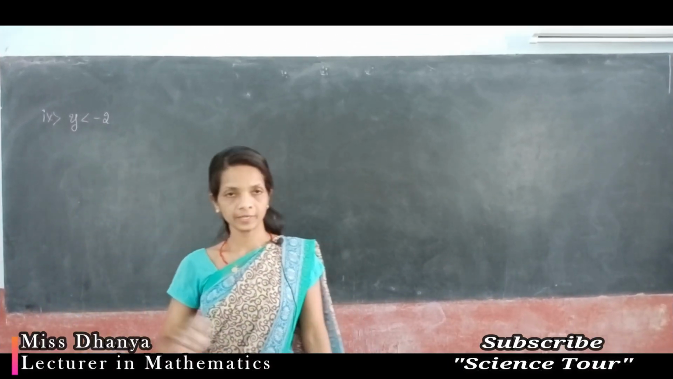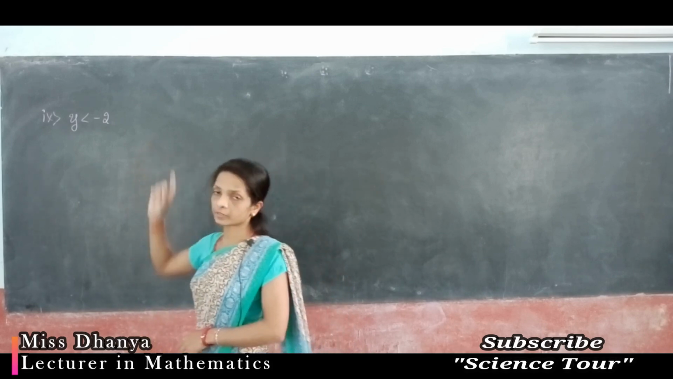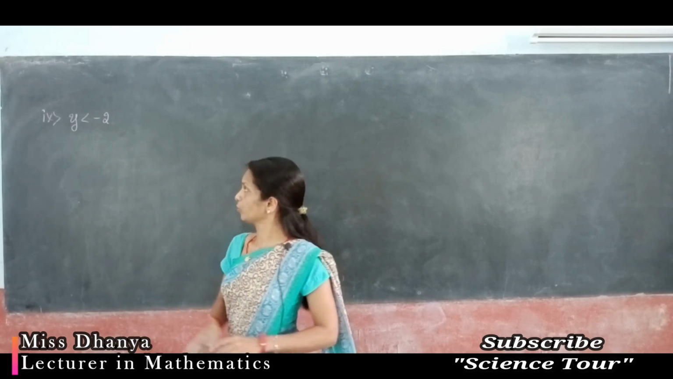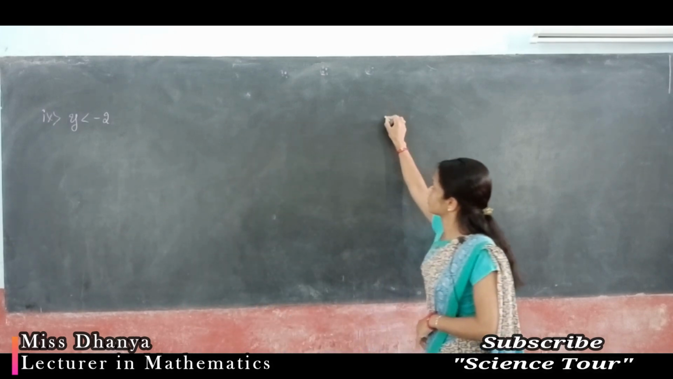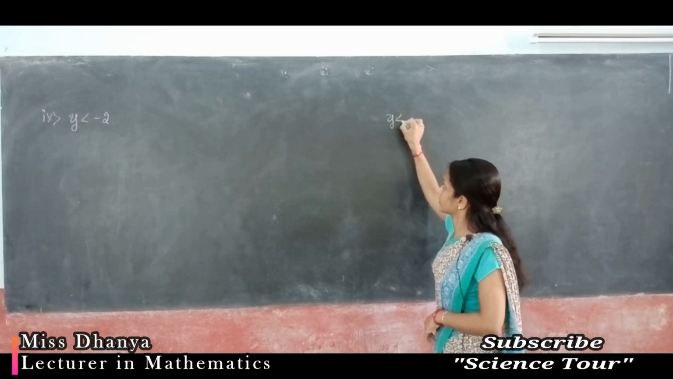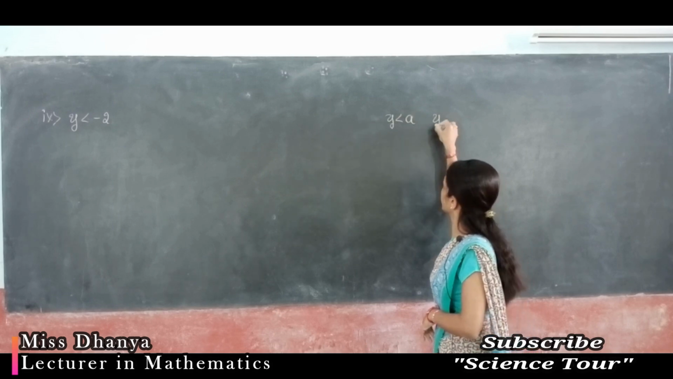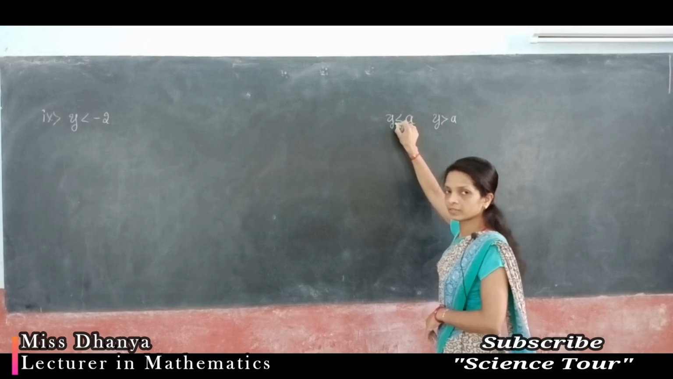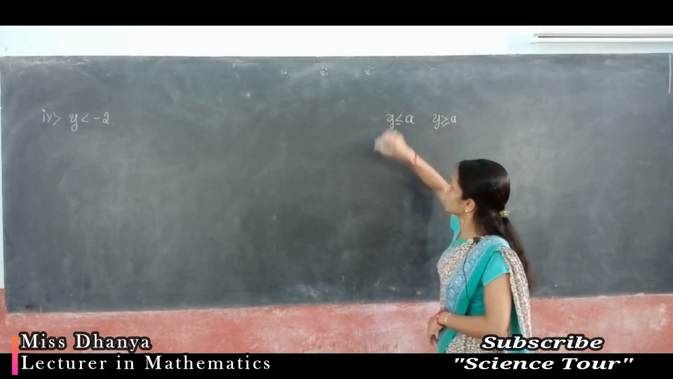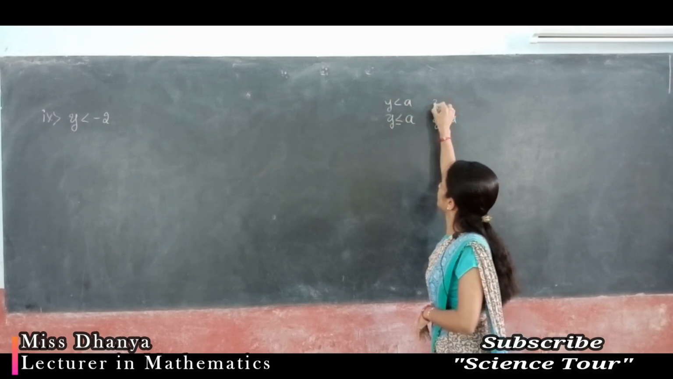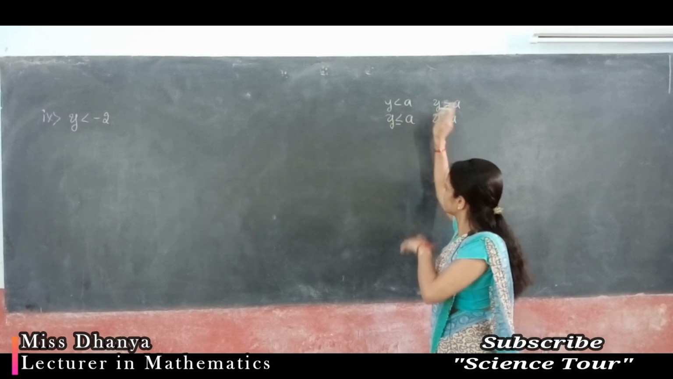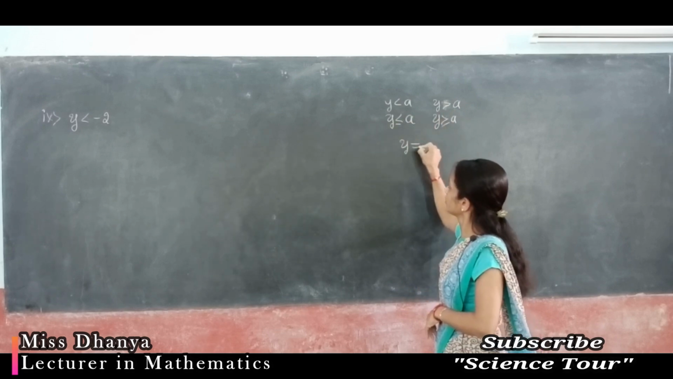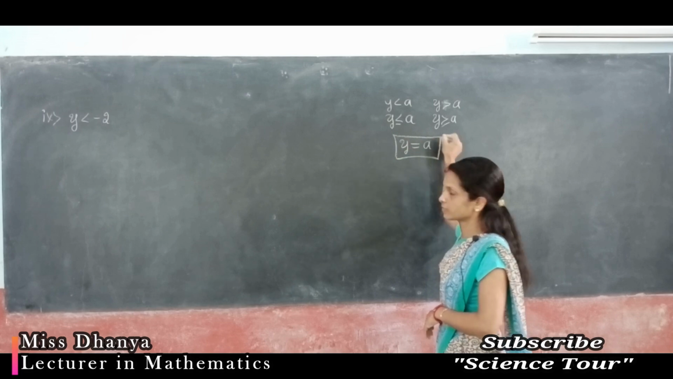The next inequality you have to solve is y less than minus 2. Here you have only one variable. Suppose you have an inequality of this type: y less than some number, or y greater than some number, or y less than or equal to some number, or y greater than or equal to some number. If you remove the inequality symbols, you will get the equation of a line, y is equal to a.